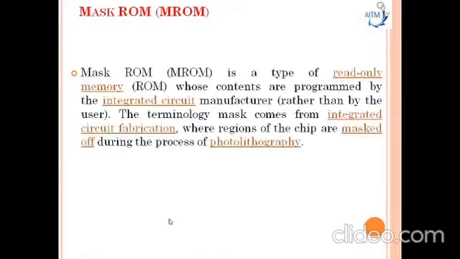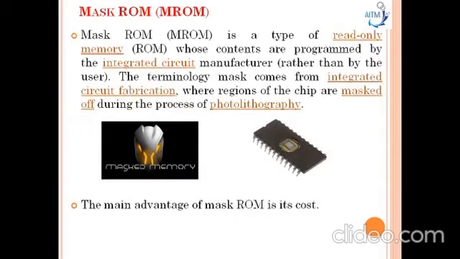Now coming to the first type of program storage memory, that is the masked ROM here. Masked ROM is a type of read-only memory whose contents are programmed by the integrated circuit manufacturer here. The manufacturers are like Texas Instruments, Intel, AMD, and another called Cyril Systems, a Bengaluru based chip company. So who manufactures these integrated circuits? The contents of the masked ROM are programmed by these manufacturers rather than by the user here.